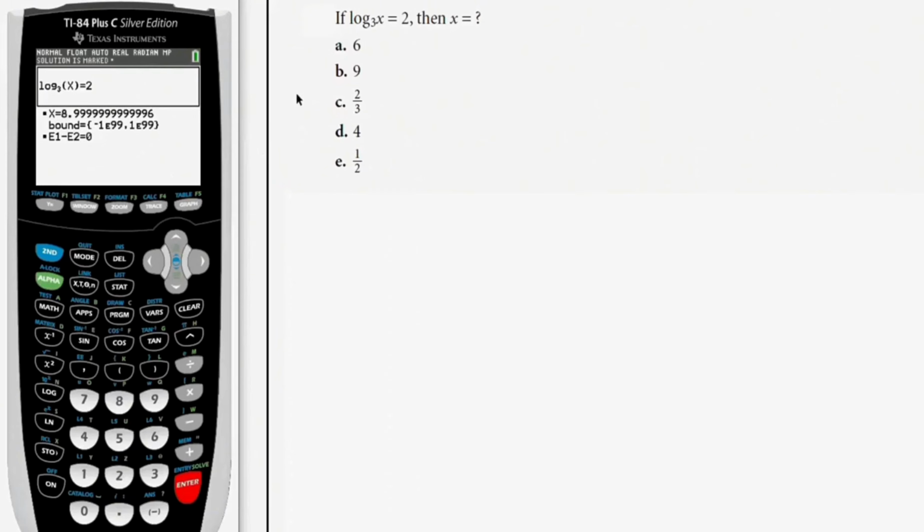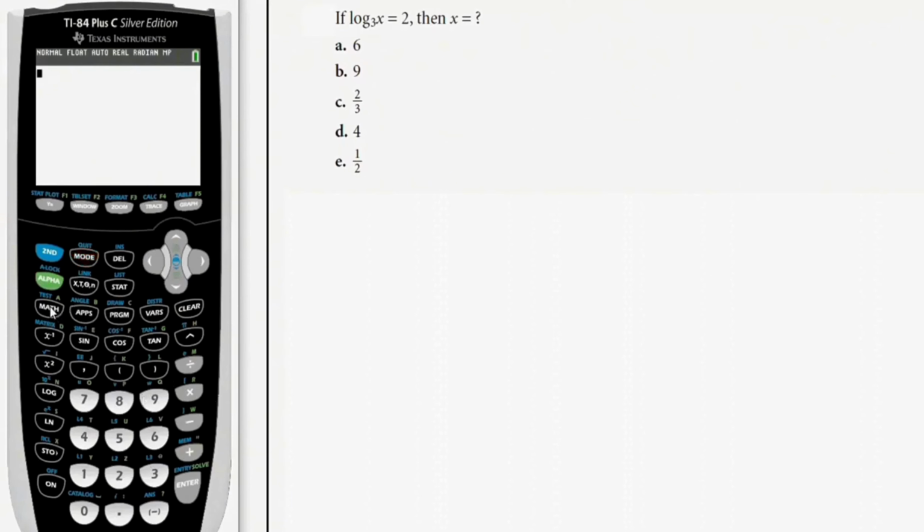So the correct option is what? Option B. Let's verify this option. Let's go out of this place, press second and this mode button to quit. Now let's go back to the log base function and see if we're going to get an output of 2 after inputting the values there.